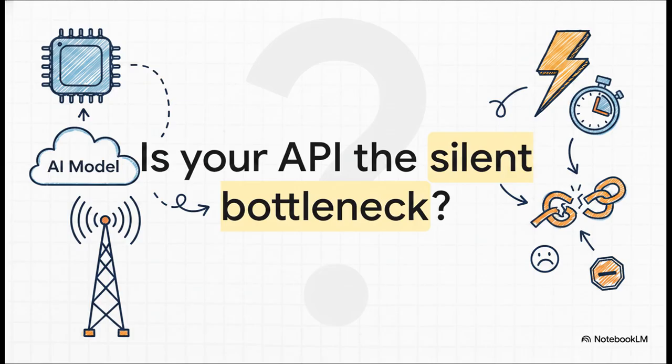Think about it. While your team is laser-focused on the AI model itself, the API protocol you're using, that choice, it can literally be the difference between a snappy 25-millisecond response that feels instant and a clunky 250-millisecond failure that just completely tanks the user experience.